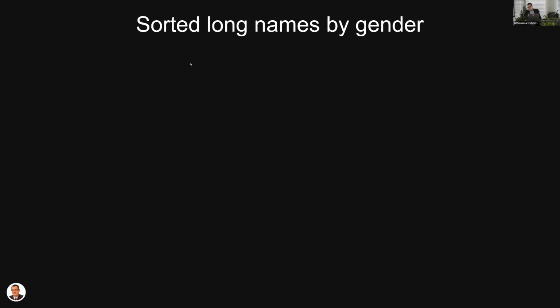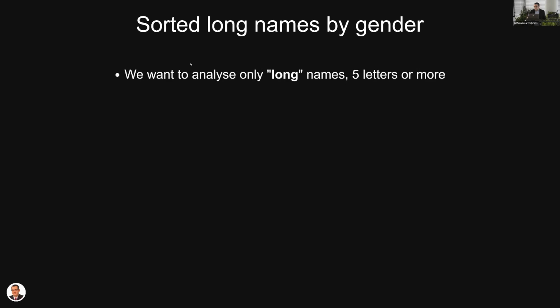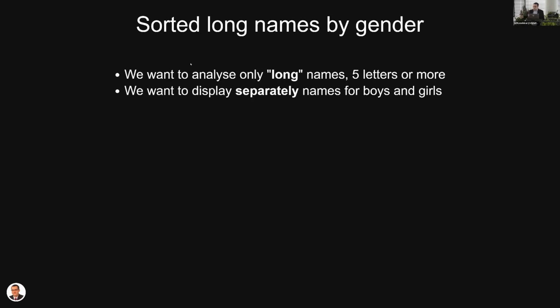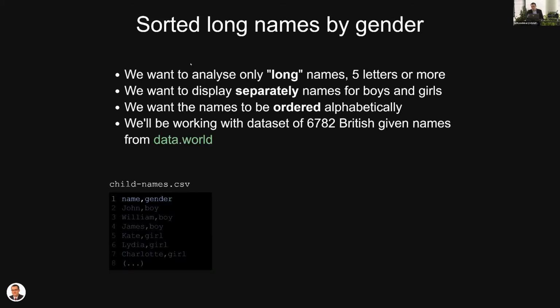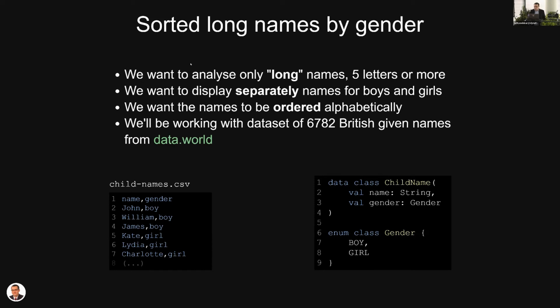Okay, and now the fourth example, the most sophisticated one. We're analyzing only the long names. We want to display the names separately for boys and girls. And now we'd like to display the actual names and to have them sorted alphabetically. Okay, and this one is going to be a bit more fancy, and we're still working on the same names.